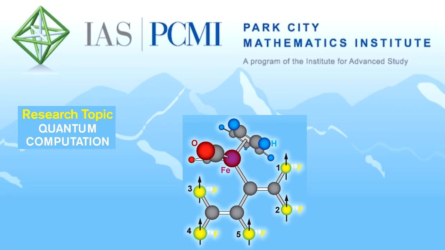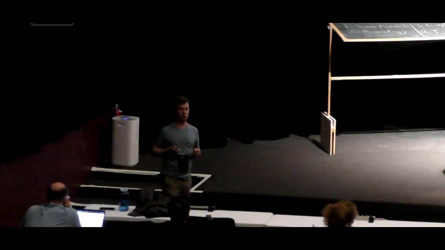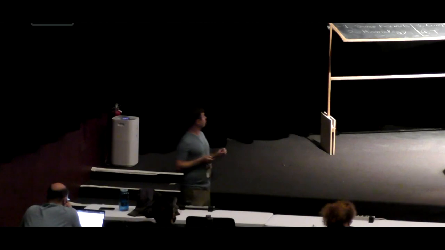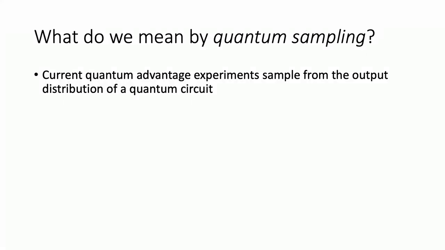So when we were here last, we sort of ended in the middle of a proof. So let me give you a refresher about what we were doing. We were talking about these quantum sampling problems, right? And the goal of the quantum sampling problem was exactly what it sounds like: to sample from the output distribution of a quantum circuit.